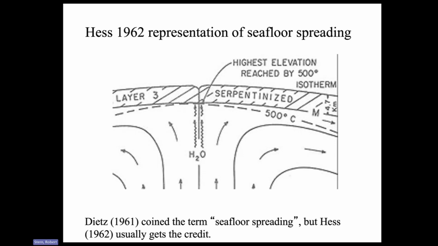So this is his interpretation of what's happening beneath mid-ocean ridges. He thought that what was happening was the mantle was coming up along upwelling convection currents and then moving laterally, and the top of the mantle was interacting with seawater and turning into serpentinite. And we'll talk more about serpentinite later, but basically it's an alteration product of olivine-rich lithologies like dunite or peridotite.